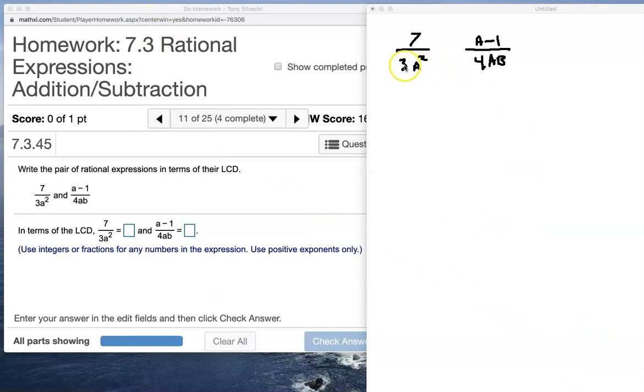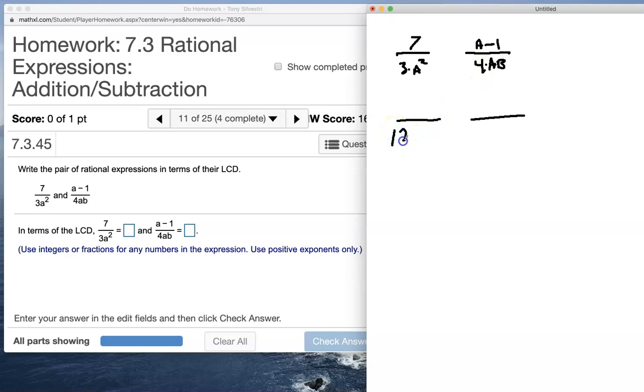Okay. These are already factored. There's no pluses and minus signs. There's nothing to factor here. These are all factors, all involved in multiplication. That's good. So, what do we do now? We rewrite the fraction. We find the lowest common denominator. And generally what I do is I say, well, what's the lowest common denominator of 3 and 4? Okay. 12.